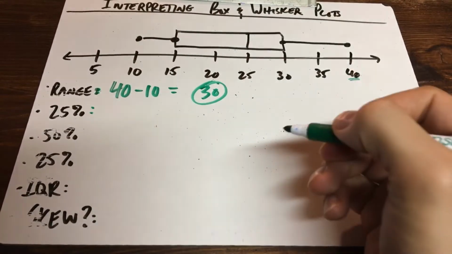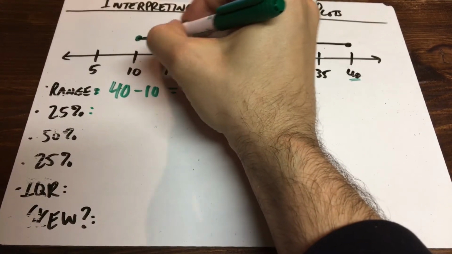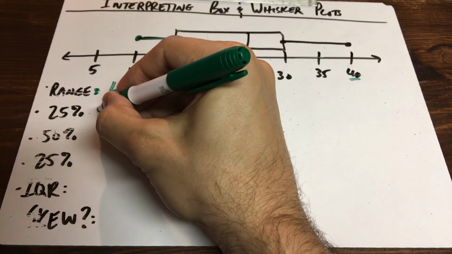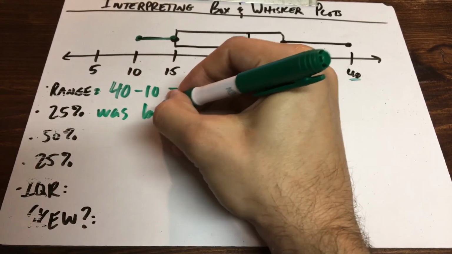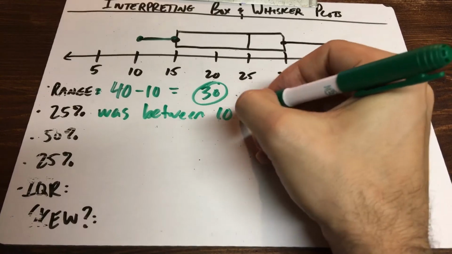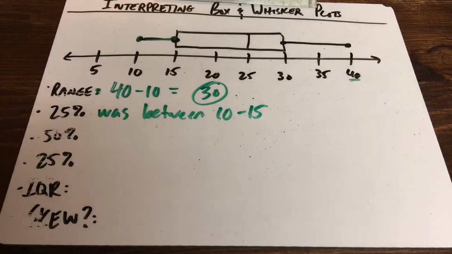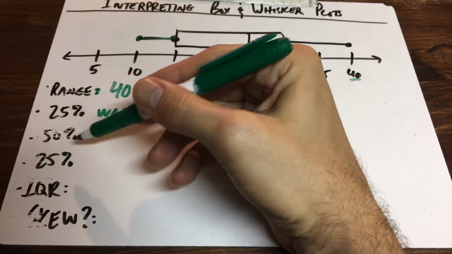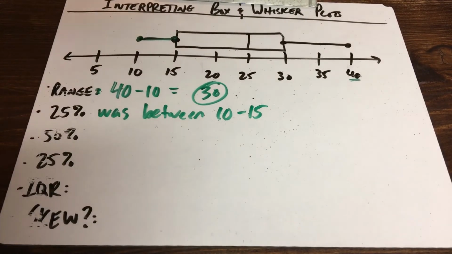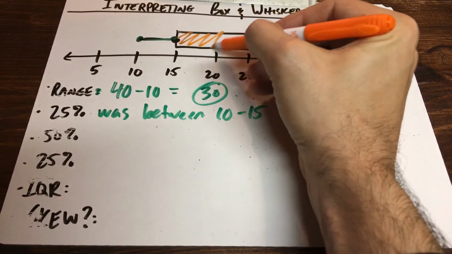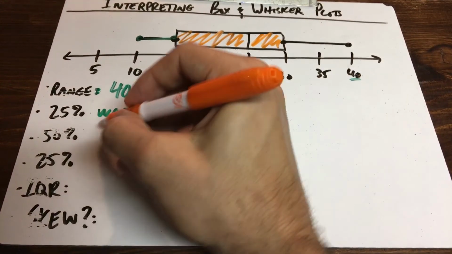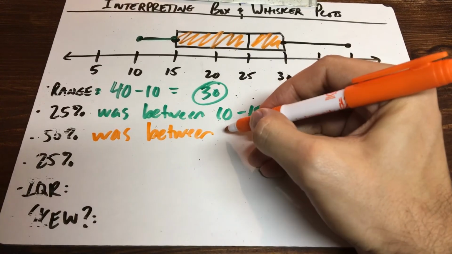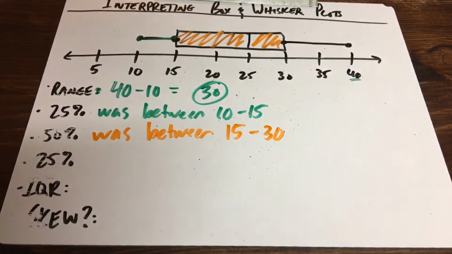I could say 25% of my data is in between here and here. So I could say 25% was between 10 and 15, whatever this is, right? I'm just going to say 25% of our data was in between 10 and 15. And then this says 50%, kind of got smeared out of there. 50%, remember the box is always 50%. So I could say here, my box part, this is 50%. 50% of our data, the middle 50% even, was between 15 and 30, right?